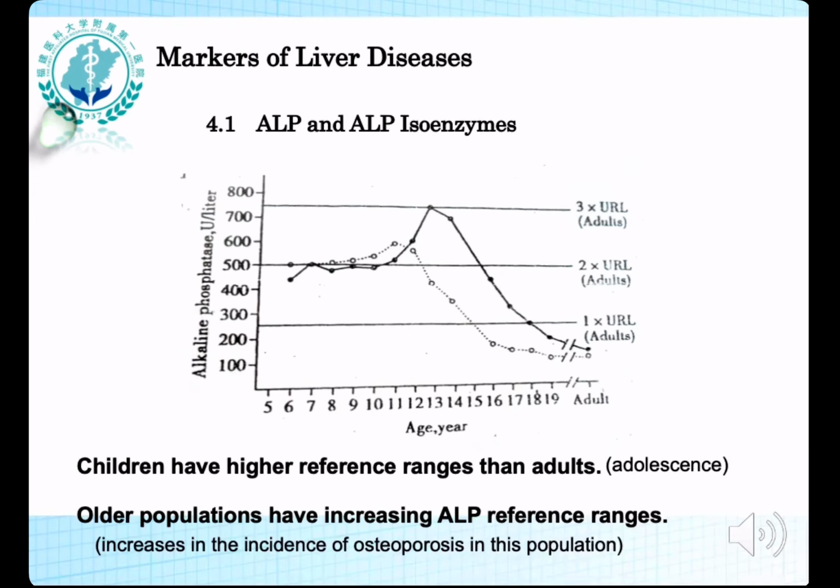This figure shows the relationship between age and the concentration of ALP and ALP isoenzymes. From this picture, we can easily see that children have higher reference ranges than adults, especially in adolescence, and older populations also have increasing ALP reference ranges. That means an increased possibility of osteoporosis in the older population. So this figure reflects that the level of ALP is related to the metabolism of bones.